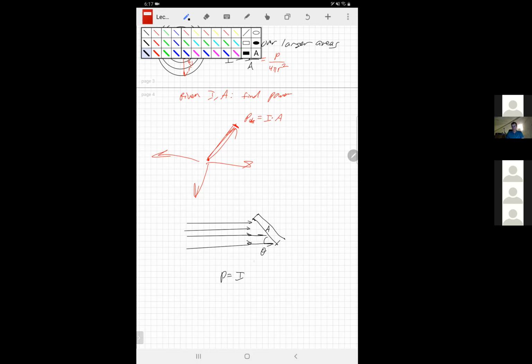It's got to be proportional to the intensity. If I turn up the intensity and I leave the surface in the same orientation, then the power had better change proportionally. And it better be proportional to the area, because if I doubled the size of it, then of course I'm going to double the power absorbed. But how it's tilted also matters. What you should have gotten is that it's I A cosine theta.